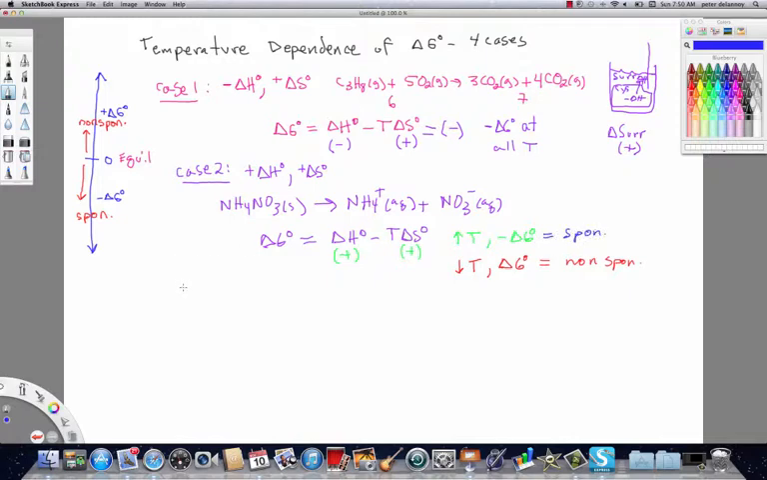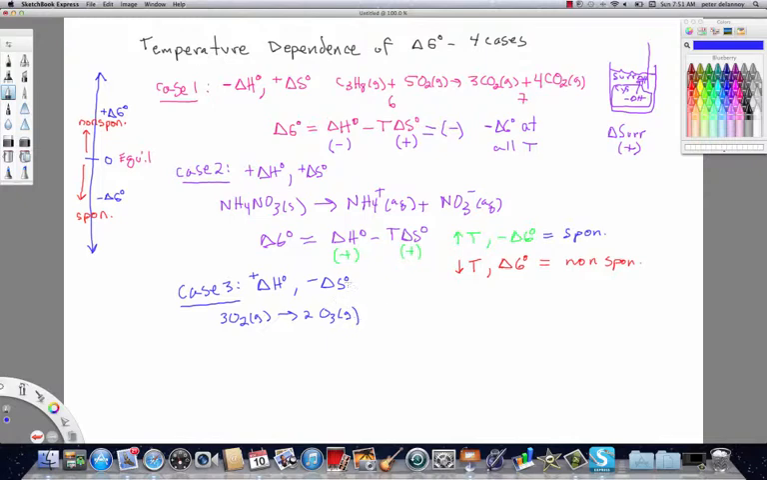Now, case number 3. Okay, so case number 3 is going to be where we have, again, an endothermic reaction. So a positive delta H. And we have a negative delta S naught. And the model equation that we're going to use here is the conversion of oxygen to ozone.